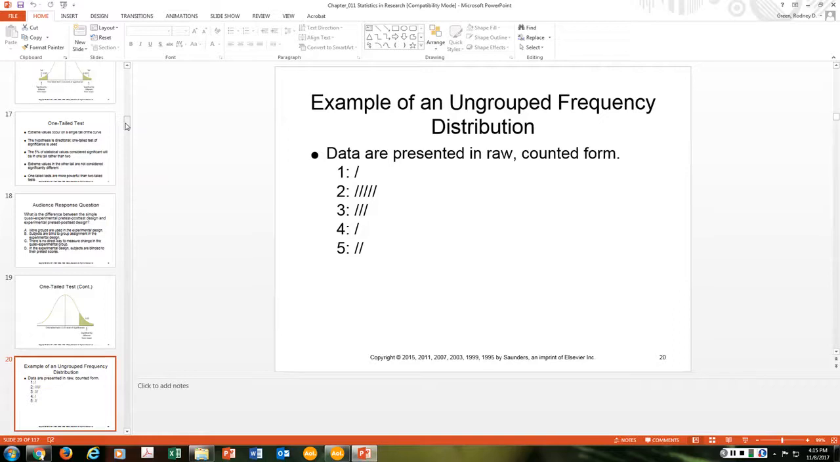So let's say, how many people got a score of 1? 1. How many people got a score of 2? 1, 2, 3, 4, 5. How many people got a score of 3? 1, 2, 3. How many got a score of 4? Only 1. And how many got a score of 5? Only 2. So they're just simply counted, and there's no grouping.